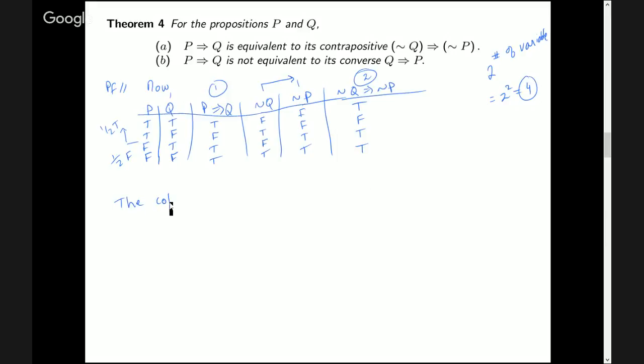So the columns 1 and 2 are the same. What's the conclusion? Well, how about equivalent? So P implies Q is equivalent to not Q implies not P. So those are equivalent statements. Now, how do I show part B?